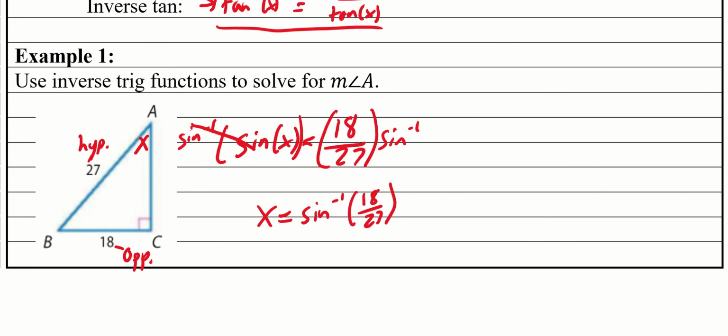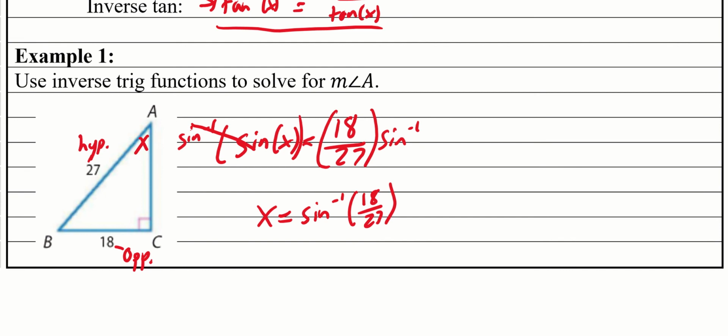I don't expect you to know what the inverse sine of this is. It's usually going to come out to be a very odd decimal, so there's no need for anybody to try to memorize these, because no one could really do that. So all I'm going to do is go to my calculator, and first I'm just going to do 18 divided by 27, and get whatever that decimal is.